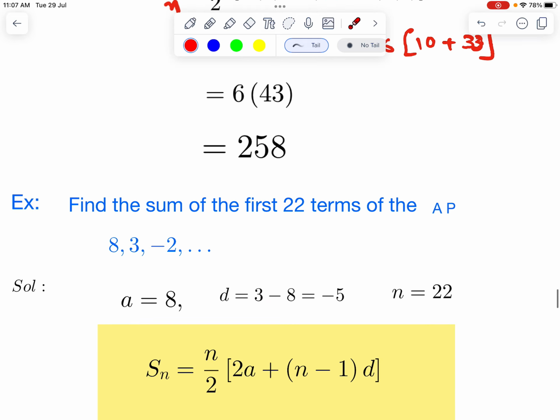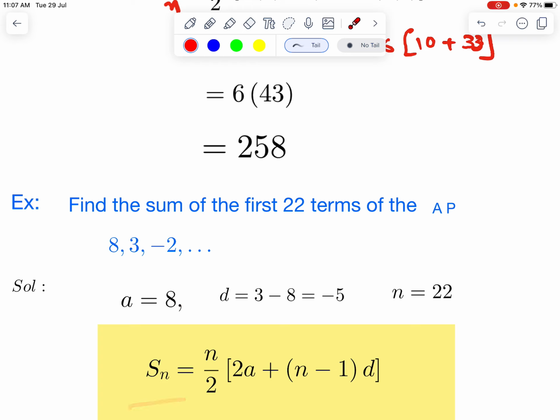Another example. Find the sum of the first 22 terms of AP: 8, 3, minus 2. Here given n is equal to 22. Here we want to find the Sn. n is equal to 22, a is equal to 8, and d is equal to common difference, 3 minus 8, that is equal to minus 5.